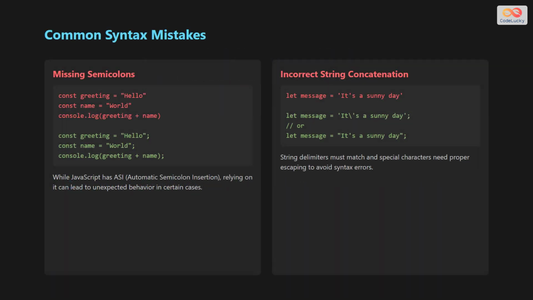Let's start with some common syntax mistakes. One frequent error is missing semicolons. Although JavaScript has automatic semicolon insertion, relying on it can lead to unexpected behavior in certain cases. For example, look at the code snippet where we have two variable declarations and a console log statement without semicolons. While this may work, it's better to add semicolons to avoid any confusion. Here is the corrected code with semicolons after each statement.